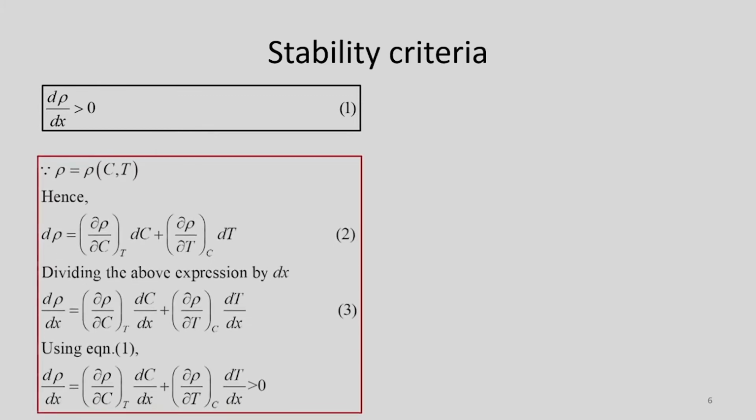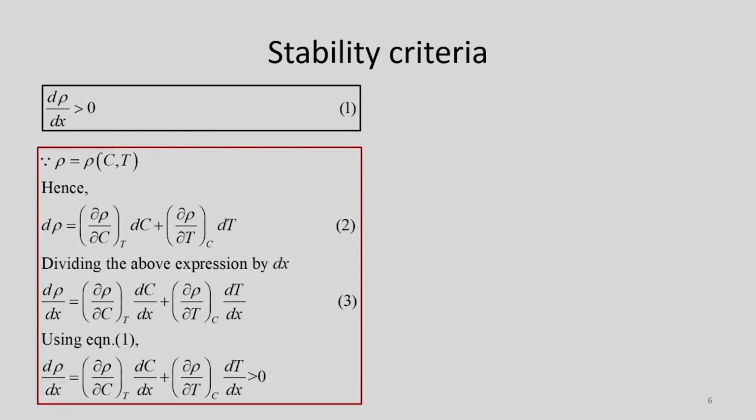So, this rho, the density of the brine solution, is a function of concentration and temperature. So, we can apply the total differentiation. d rho is dou rho by dou C at constant temperature times dC, plus dou rho by dou T at constant concentration times dT. Then if we divide the above expression by dx, it will be something like this.